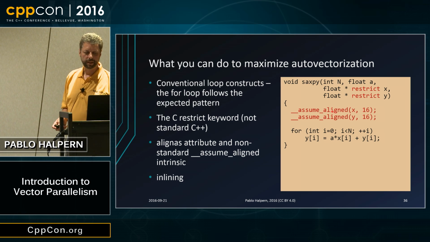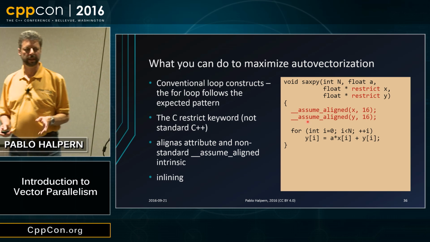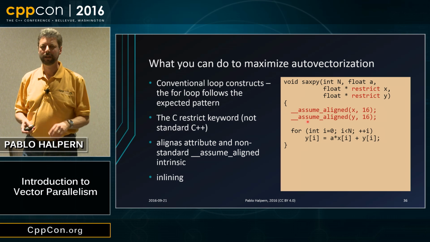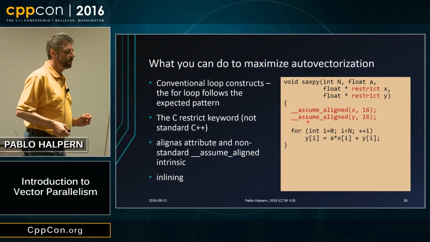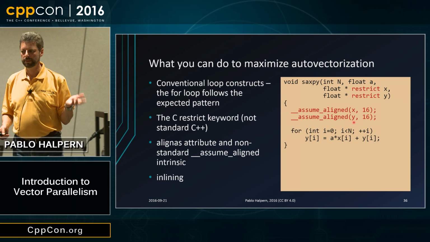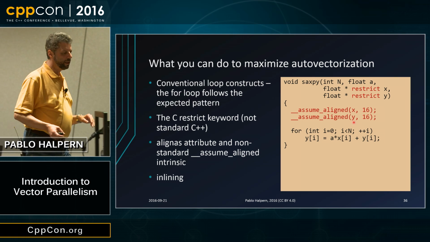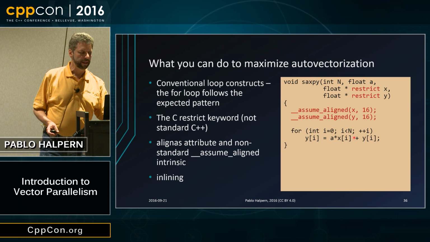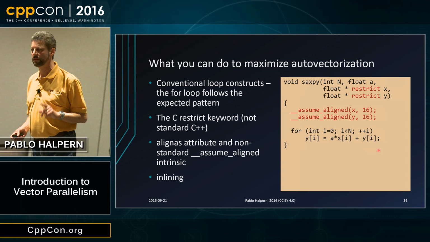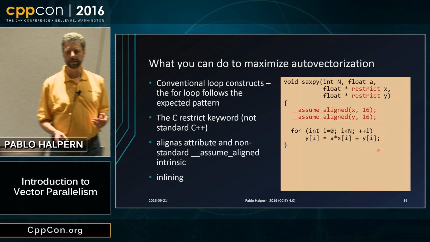Assume aligned, same thing. This is not standard, but a number of compilers support this or something like it. You might need to use a macro so that depending on your compiler, it's a slightly different spelling. It says, let's assume that X is aligned on 16 bytes, for example, which is good for SSE4. And now the compiler has a lot of information. It says, oh, I can vectorize that. Not only can I vectorize it, I can vectorize it very profitably. The alignment, for example, gives it a lot of information on profitability.